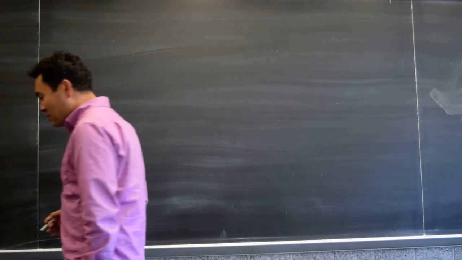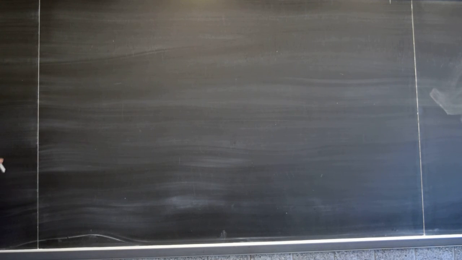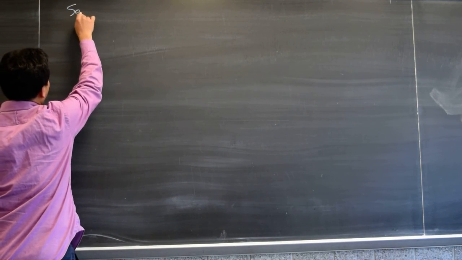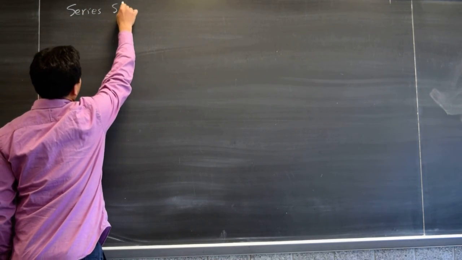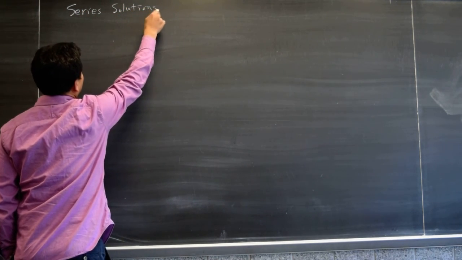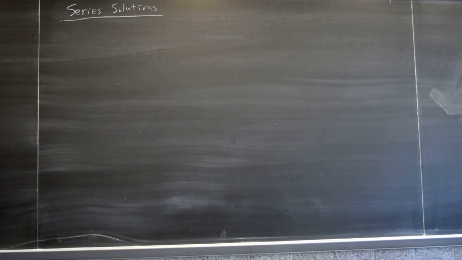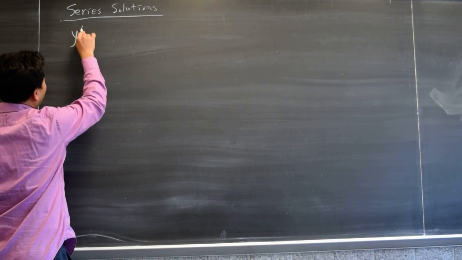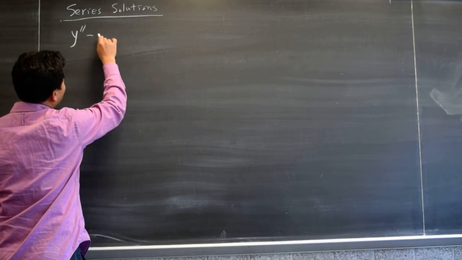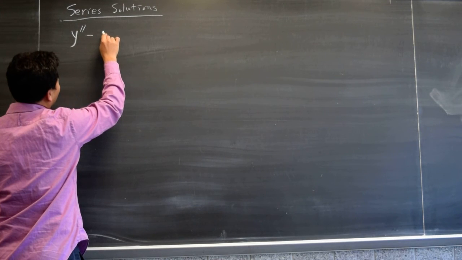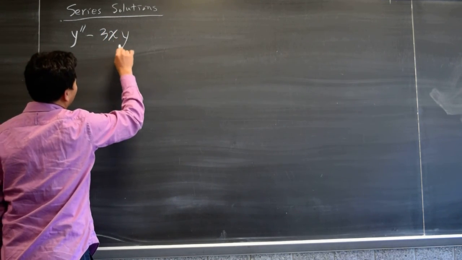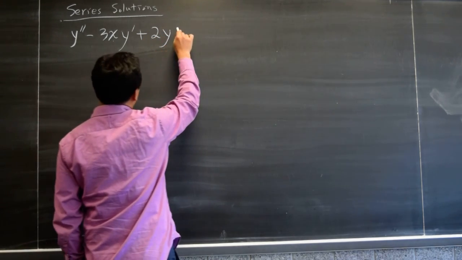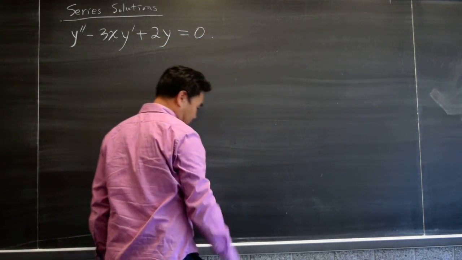Okay, so let's start this series solution again. To introduce this subject, let's just say you have y double prime minus 3x y prime plus 2y equals 0. From last time.